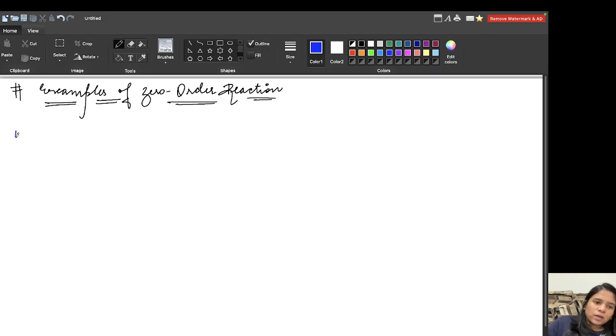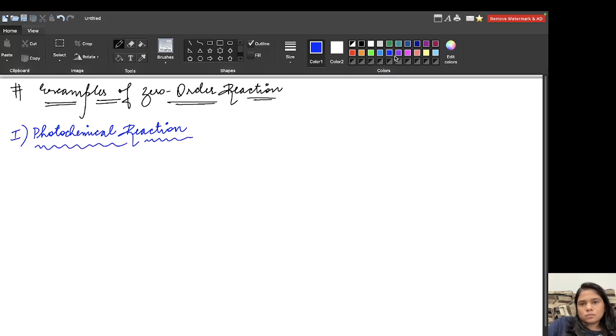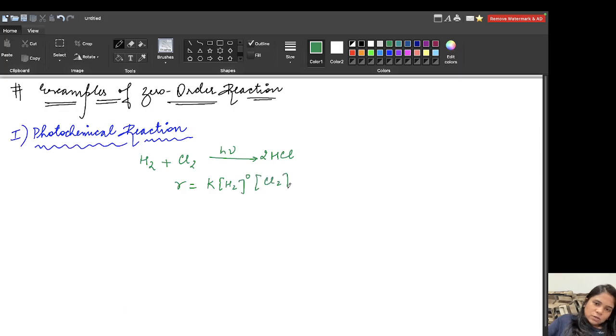First example is your photochemical reaction. Like H2 plus Cl2 giving you 2HCl under light. Here your rate will be equal to K, H2 raised to the power 0, Cl2 raised to the power 0. Actually here everything depends upon the intensity of light. How much intensity you are taking, only that will change your rate of reaction. So photochemical reaction is one of the examples.